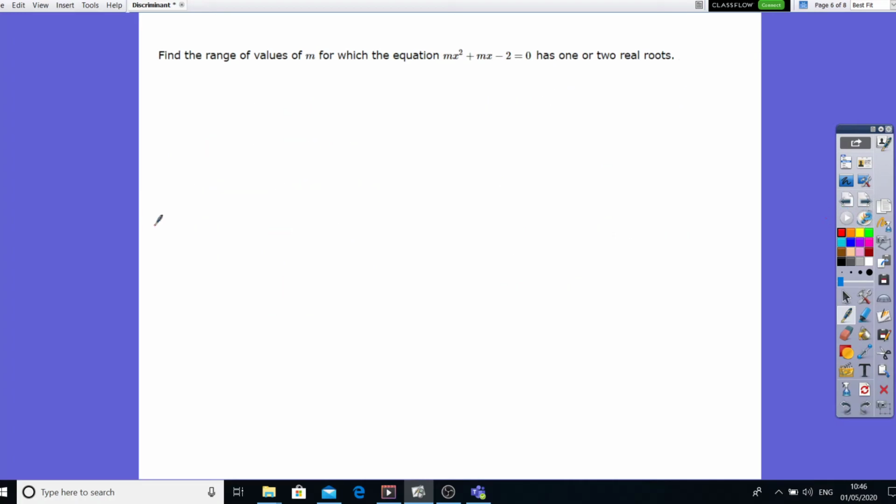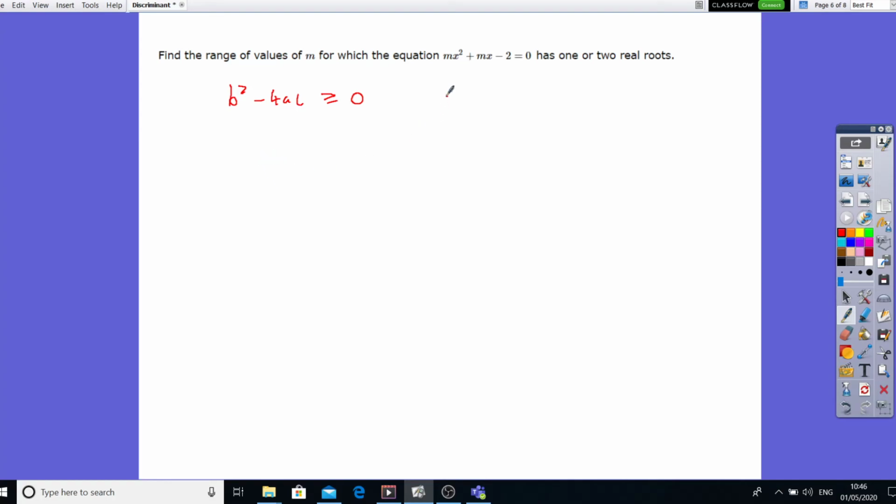Right, same again, very straightforward. Find the values of m for which the equation mx squared plus mx minus 2 has 1 or 2 real roots. So again, 1 or 2 real roots means b squared minus 4ac is going to be greater than or equal to 0. When it's equal to 0, it'll have 1 real root. When it's greater than 0, it'll have 2 real roots.